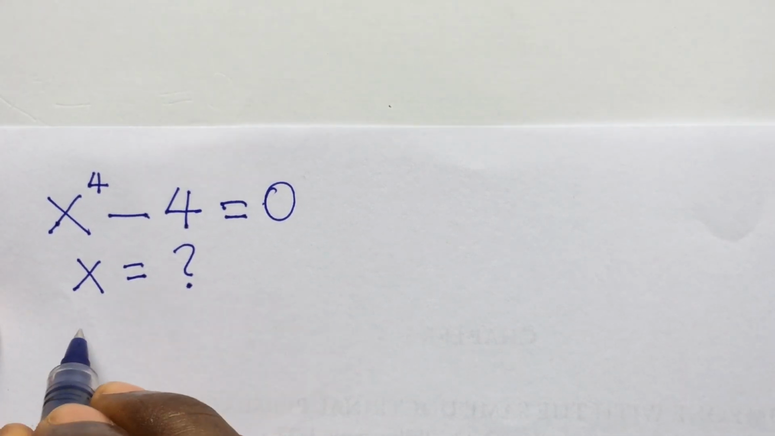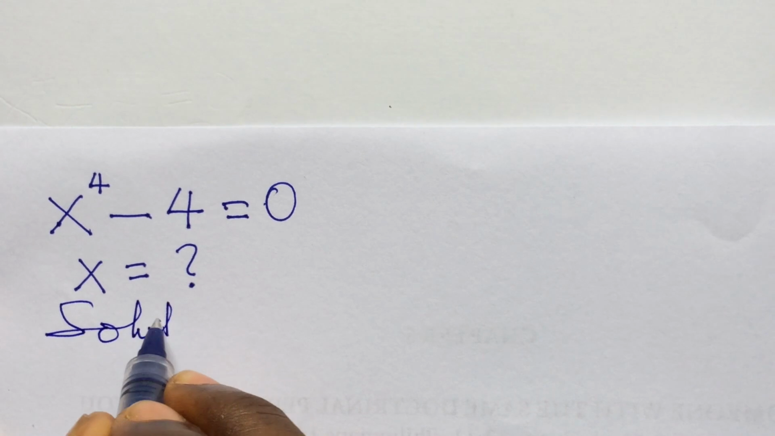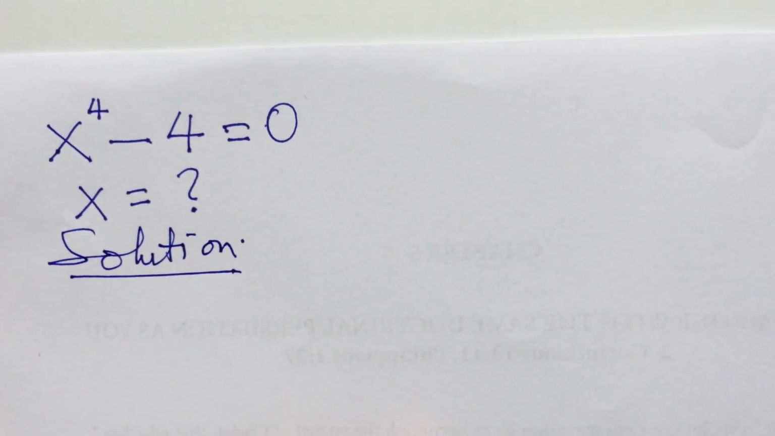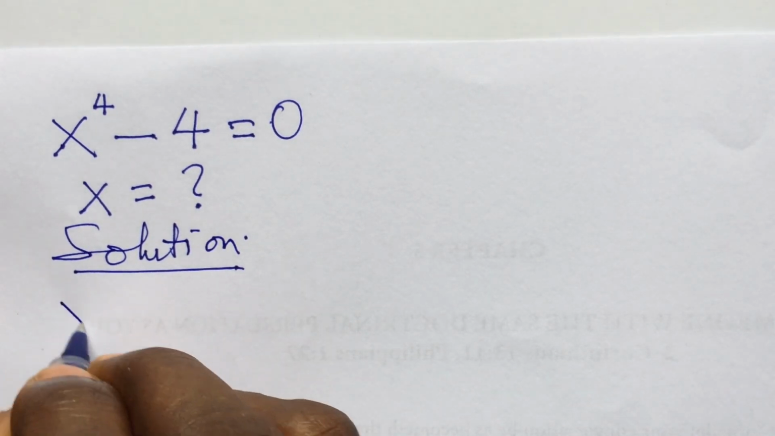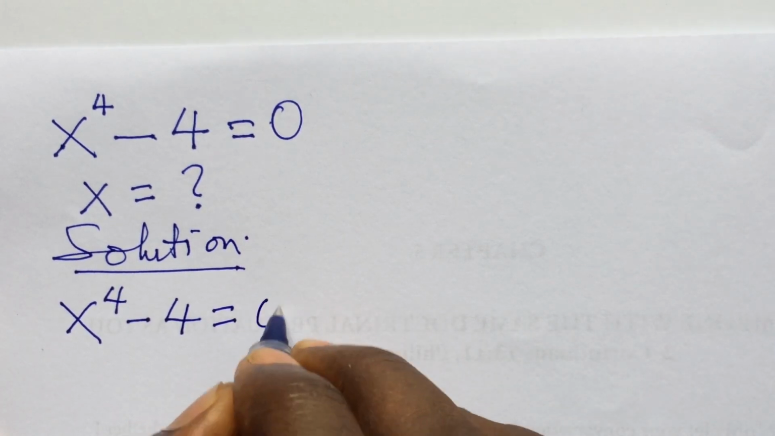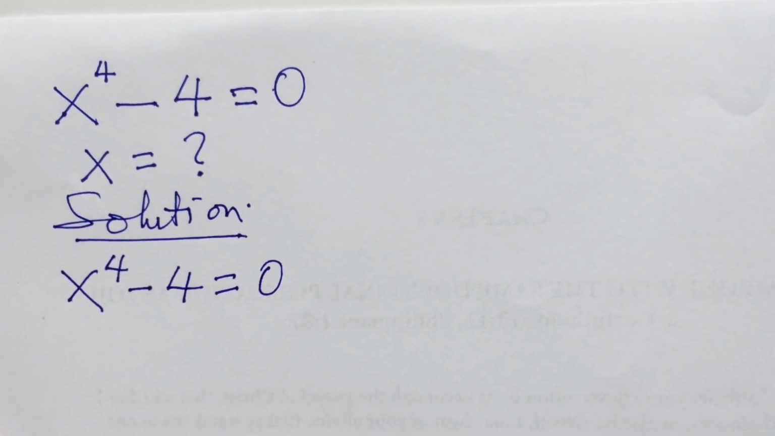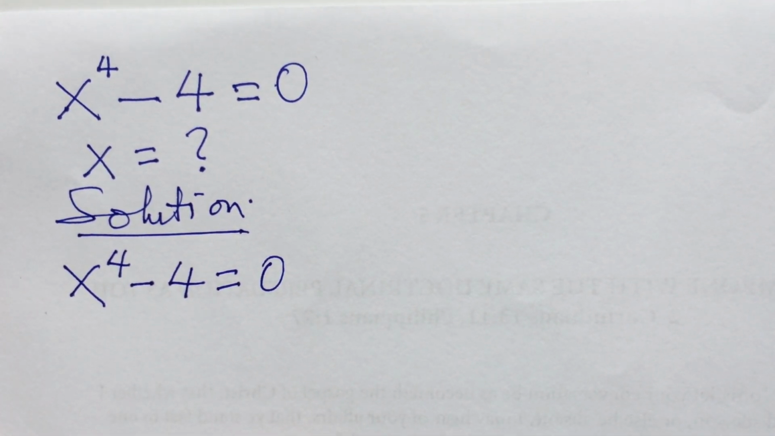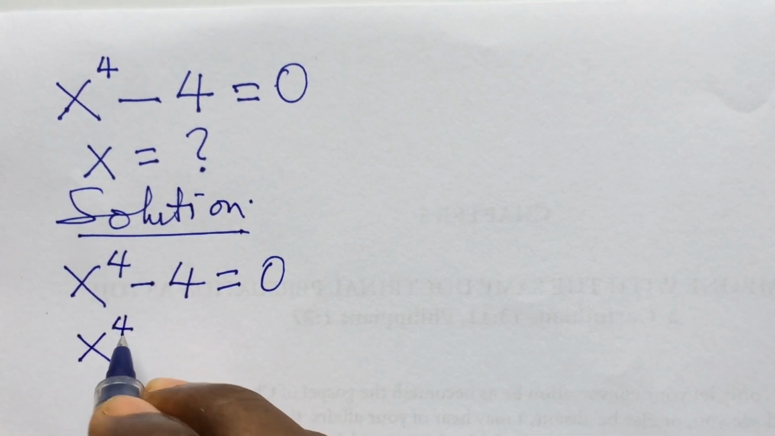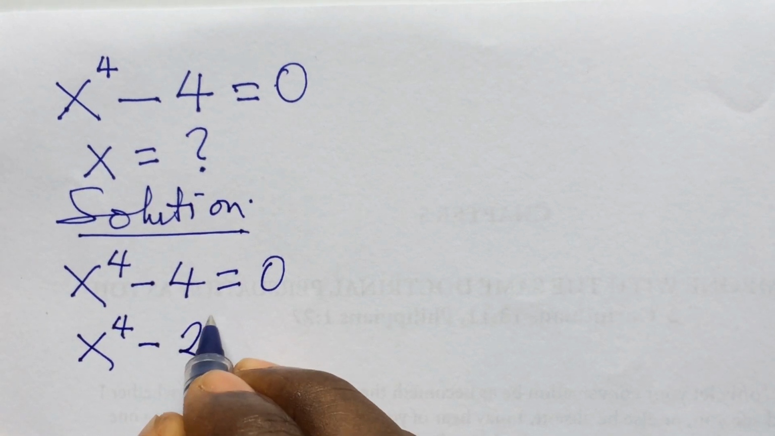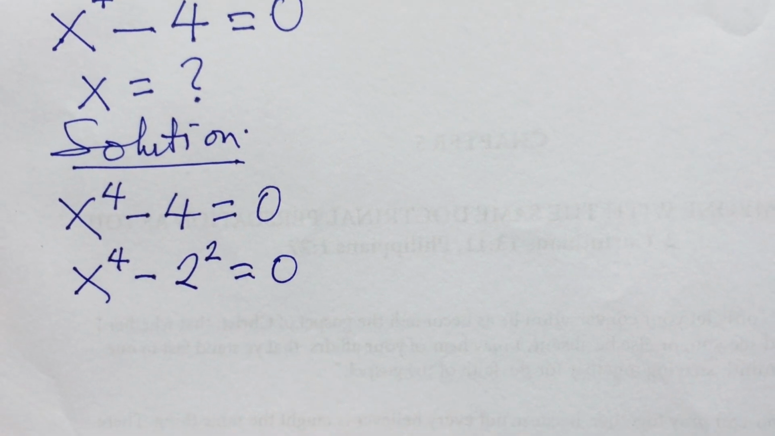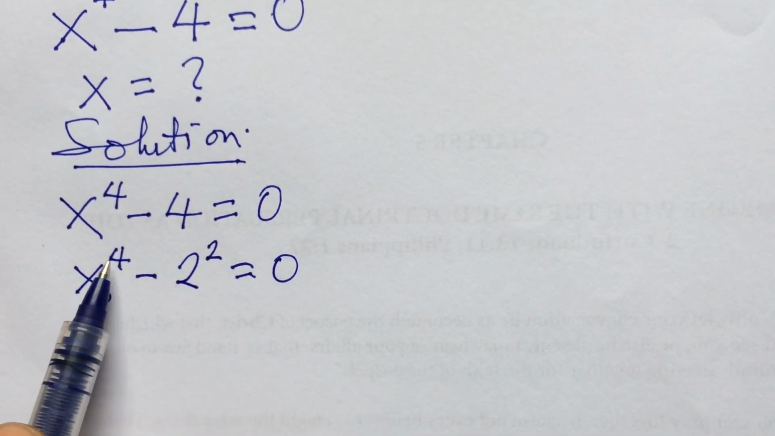So we take our selection. Good. Now from here, let's put down our question. The question says x to the power of 4 minus 4 equal to 0. Now, our 4 can also be written as 2 to the power of 2. And so our equation becomes x to the power of 4 minus 2 to the power of 2 equal to 0. Good.